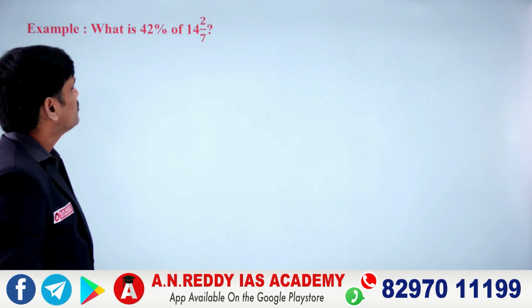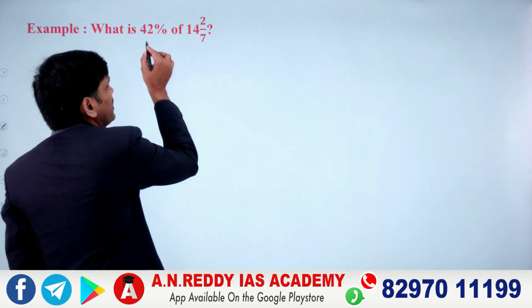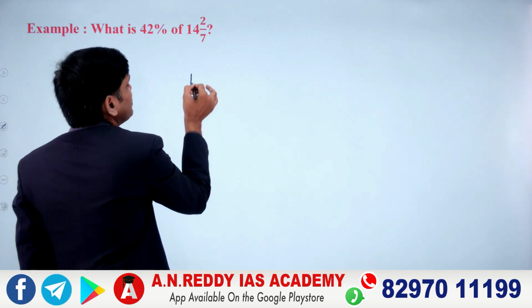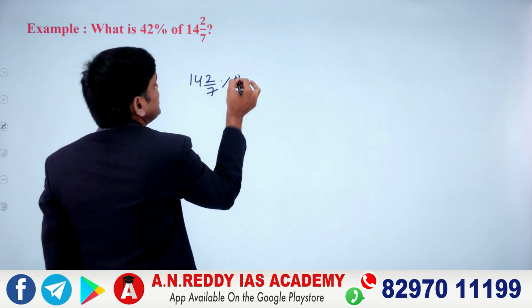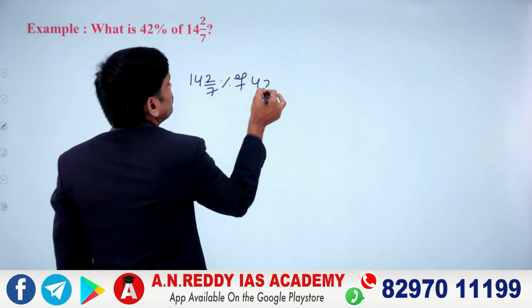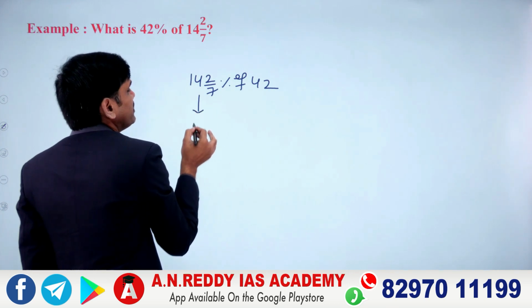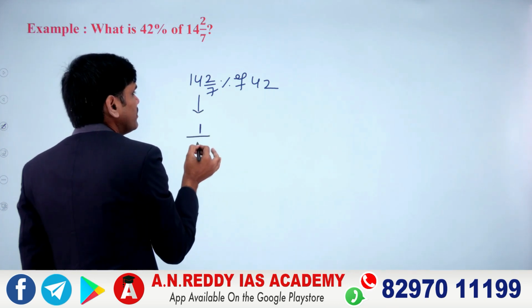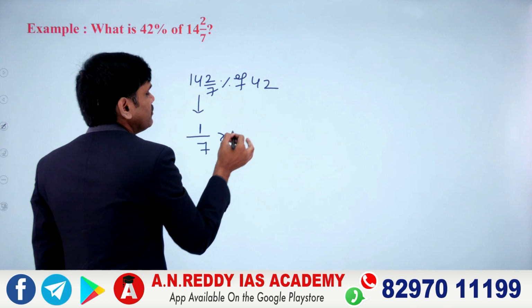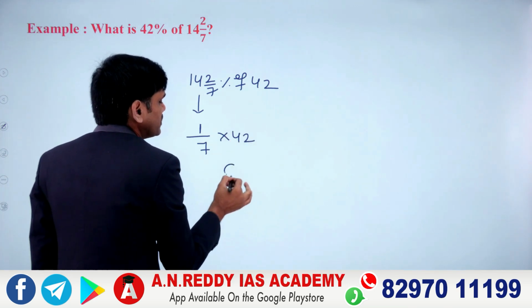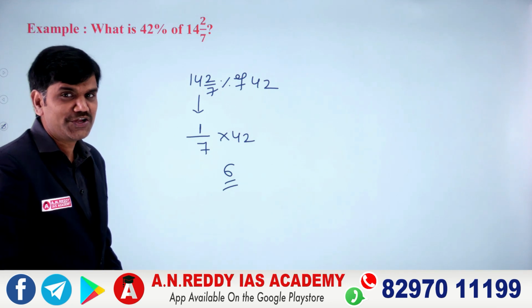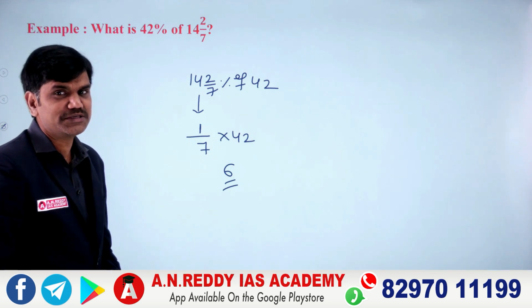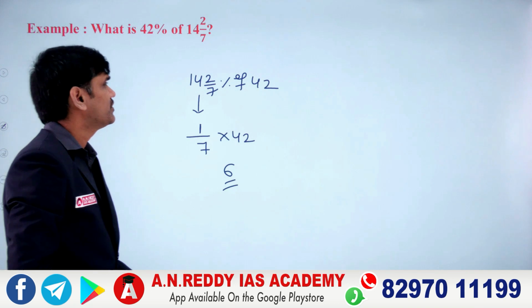Next, 42% of 14 2 by 7. Finding 42% of a fraction is difficult, but finding 14 2 by 7% of 42 is easy, because we know the fractional equivalent of this one, which is nothing but 1 by 7 into 42, which should give you the answer as how much? 6. Are you getting the logic behind whatever I am teaching? Chalo, please make a note of it.